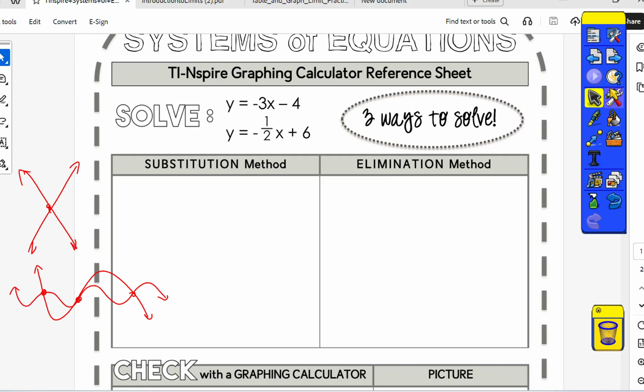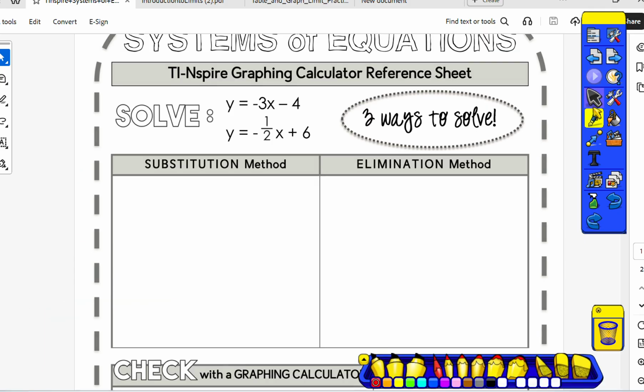So we're just going to review some easy stuff, just to review how to do it the algebra way. And then my other class told me they never did this on their graphing calculator, so I'll teach you guys how to do that.